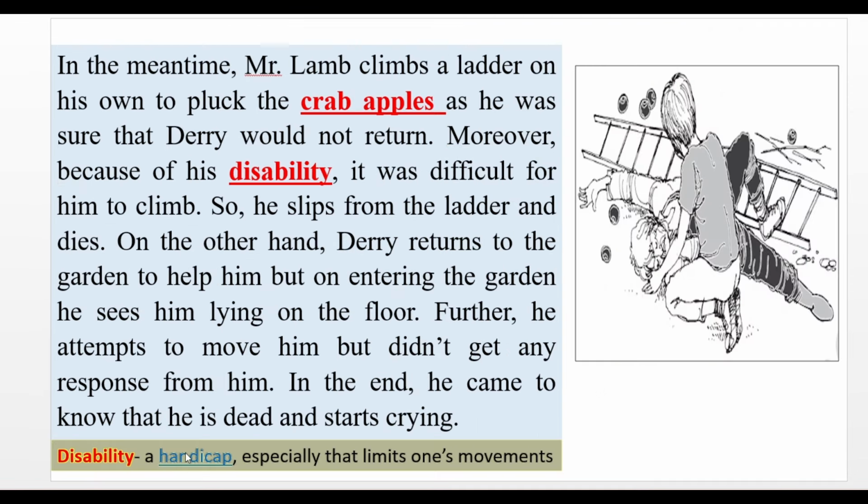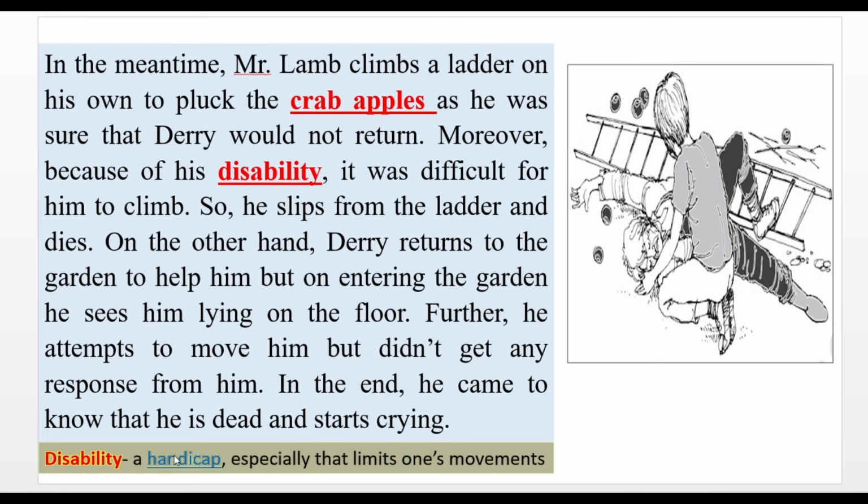In the meantime, Mr. Lamb climbs a ladder. So right now what is happening is Mr. Derry has gone to his home to ask permission from the mother. In the meantime, Mr. Lamb climbs a ladder on his own, actually to pluck the crab apples, as he was sure that Derry would not return. Moreover, because of his disability, it was difficult for him to climb. Okay, because we all know that he has got only one leg, the other one was of tin. So it was very difficult for Mr. Lamb to climb.